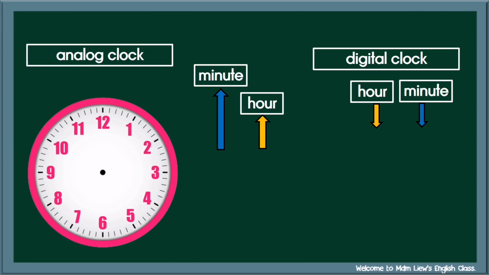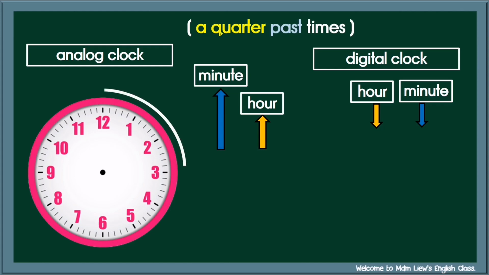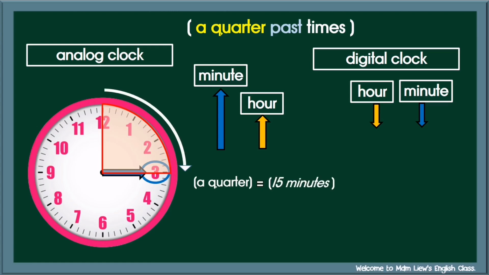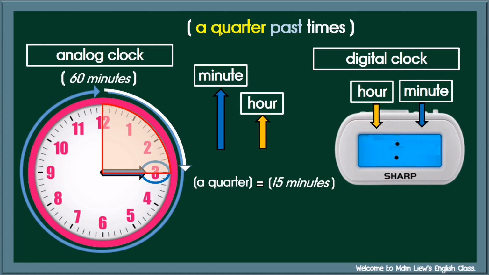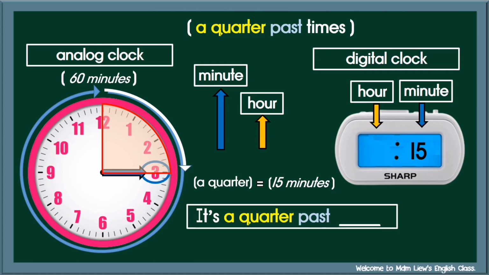Now, let's learn how to read and tell the quarter past times. When the minute hand moves only a quarter way around the clock and points at number 3, this makes a quarter rotation of the clock face. A quarter rotation is equal to 15 minutes because a quarter of 60 minutes is 15 minutes. So, the digital clock will show 15 minutes. Remember, when the minute hand points at number 3 on the analog clock and shows 15 minutes on the digital clock, we say it's a quarter past something.